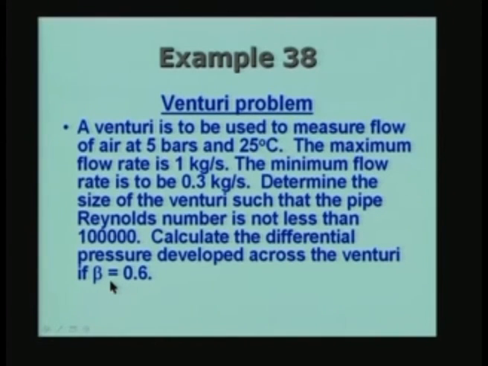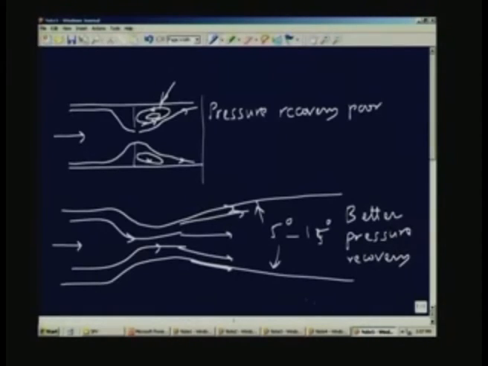So what I will do in the rest of the lecture, in the amount of time we have, is just to work out some aspects of this problem and probably continue from there in the next lecture. So let us look at the problem. The venturi problem.